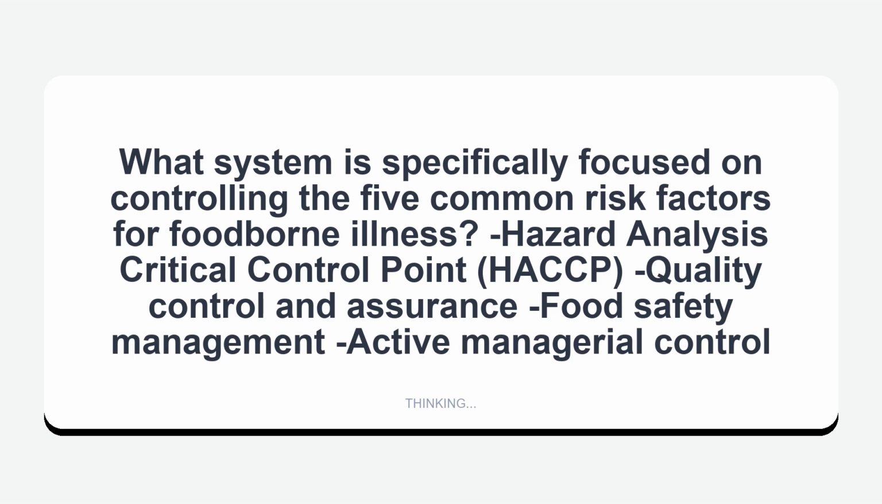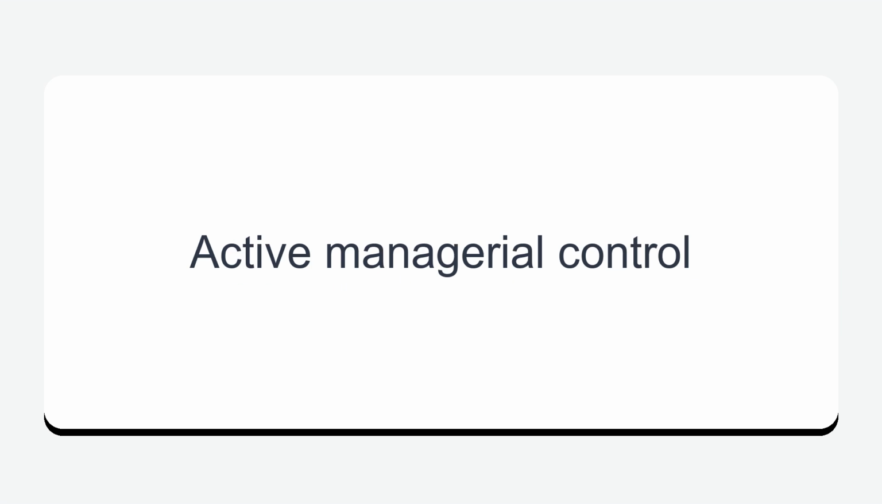What system is specifically focused on controlling the 5 common risk factors for foodborne illness? Hazard Analysis Critical Control Point (HACCP), quality control and assurance, food safety management, active managerial control. Answer: active managerial control.